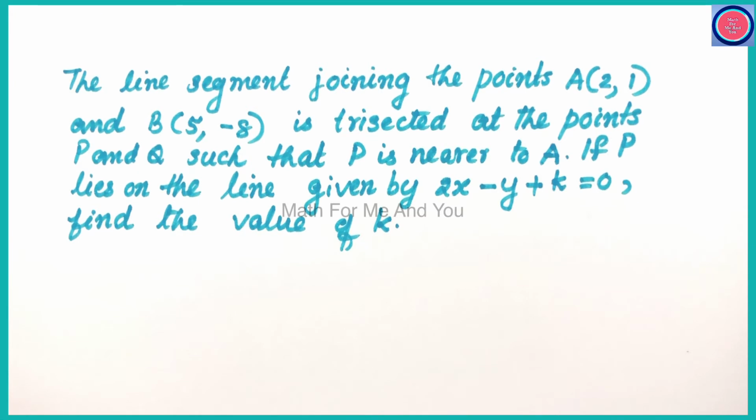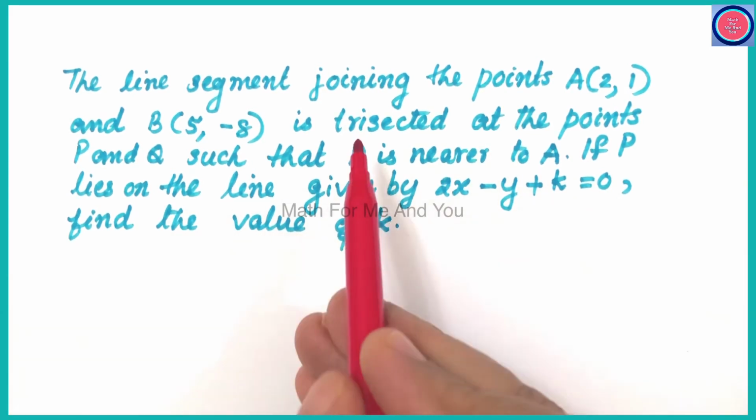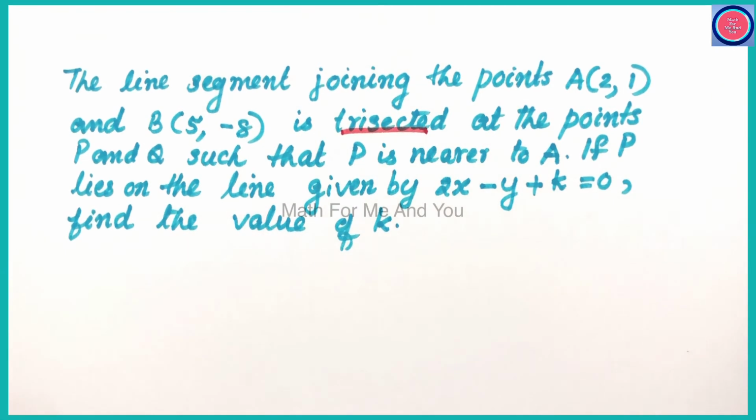Question number 5 is, the line segment joining the points A, 2, 1 and B, 5, minus 8 is trisected at the points P and Q such that P is nearer to A. If P lies on the line given by 2x minus y plus k equals 0, find the value of k. Here the word trisected, see that word, meaning cut into 3 equal parts.